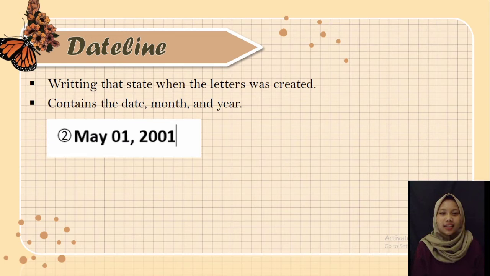Second, dateline. Dateline is writing when the letter was created, usually containing the date, month, and year. The dateline needs to be written because whoever receives the letter needs to know when it was written.